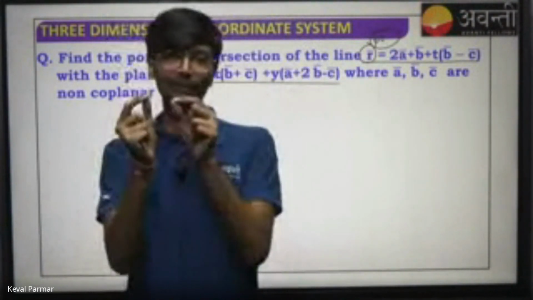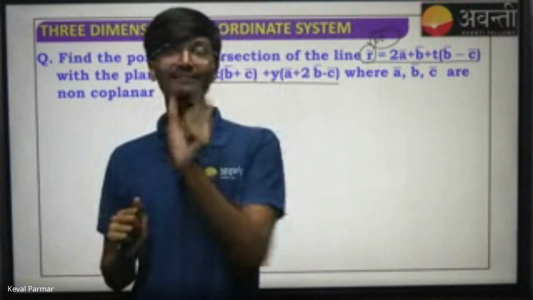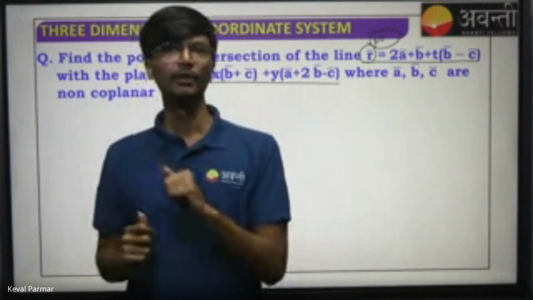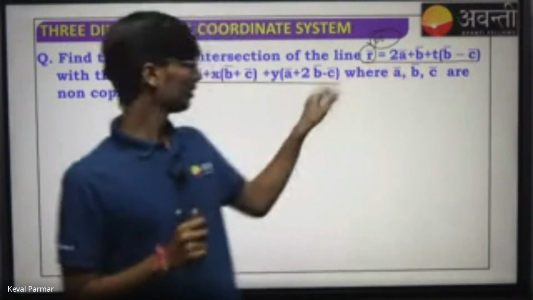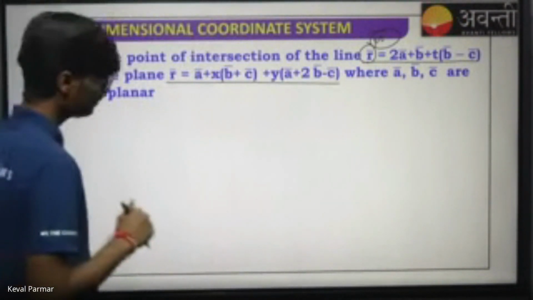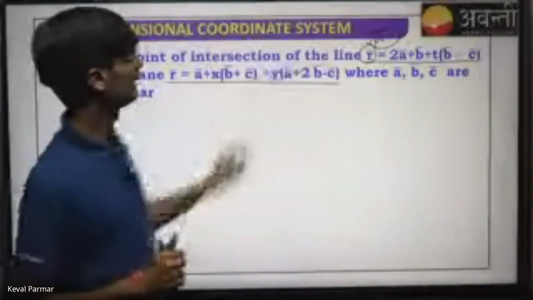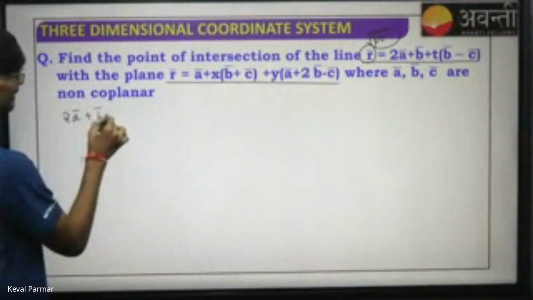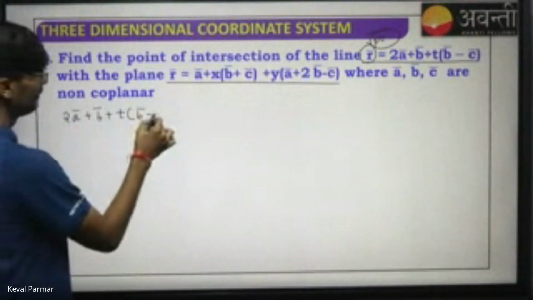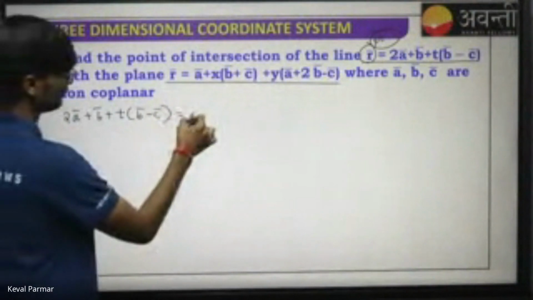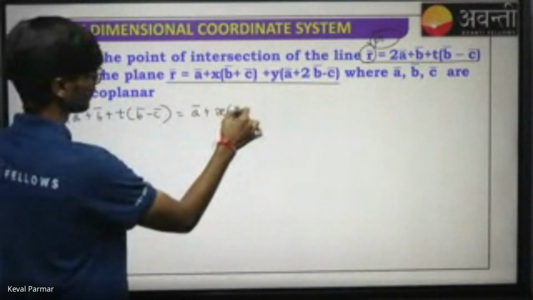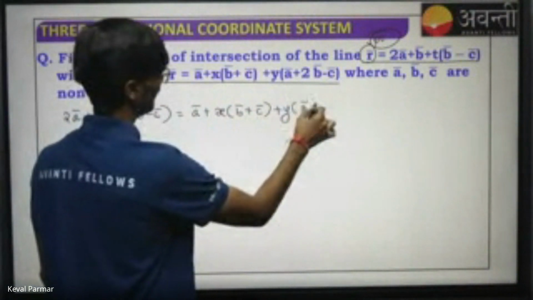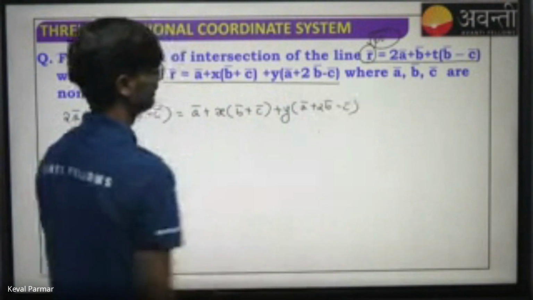When I said r vector dot n vector, that r vector is any random point, that is x, y, z. So basically we need that point. Let us solve this simultaneously. Basically we have to equate these two, correct? So if I equate, I'll get 2a vector plus b vector plus t b vector minus c vector is equal to a vector plus x b vector plus c vector plus y a vector plus 2b vector minus c vector.